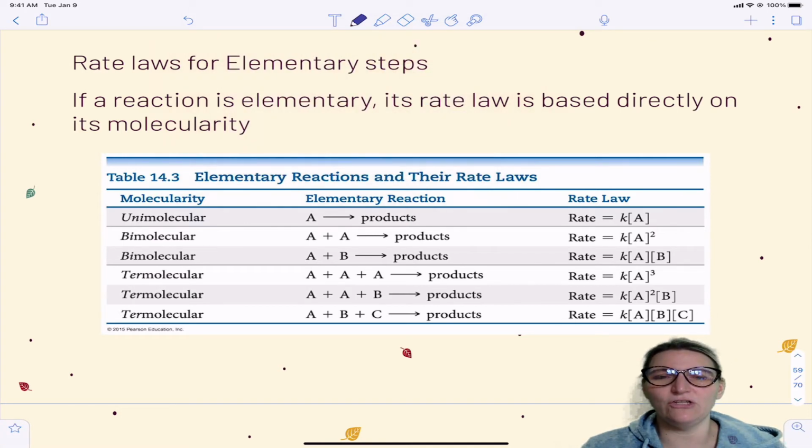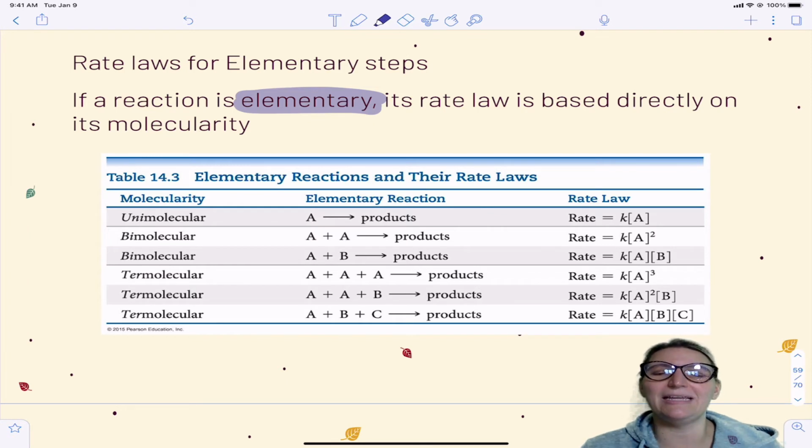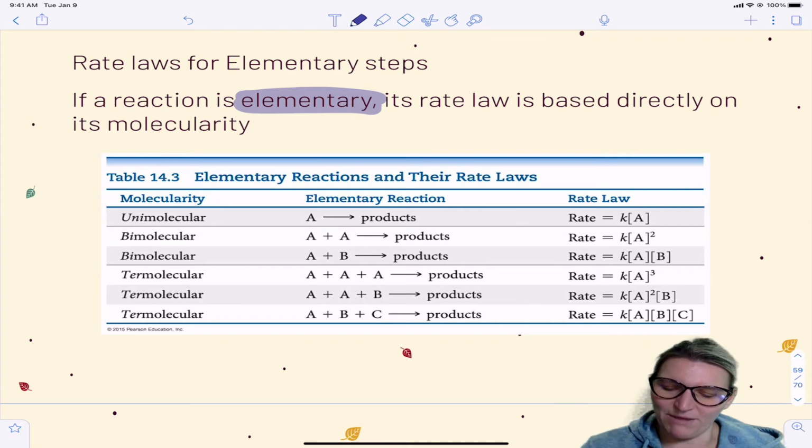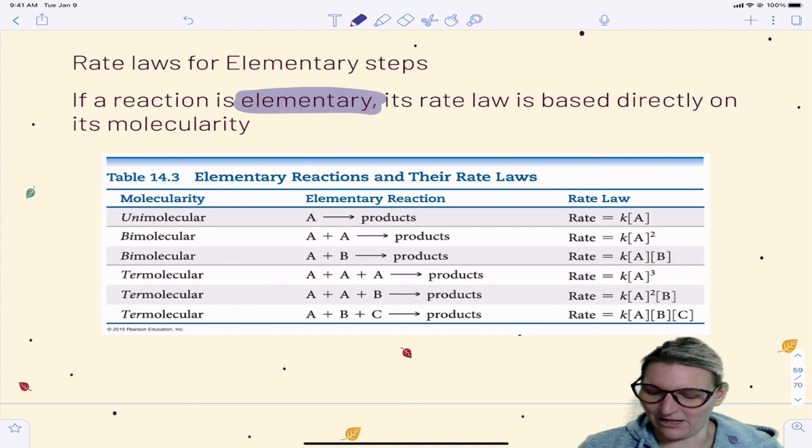And that is, can you write a rate law just by looking at the chemical equation? Well, it depends. It depends on whether we know that the chemical equation is an elementary step. If that is a single set of collisions, then yes, I can predict what the rate law will be. It's always basically the coefficients become the exponents, but only if I know that it is an elementary step.